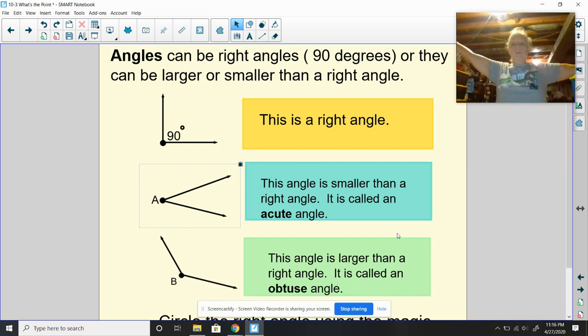Larger is obtuse, smaller is acute. So any angle that is larger than a right angle is an obtuse angle. It's like taking one of these rays and stretching it to the side, making it bigger. So this spot inside is your angle. This is my acute. This is obtuse. Right? I'm not going to circle the right angle. I'm going to go on to the next slide.